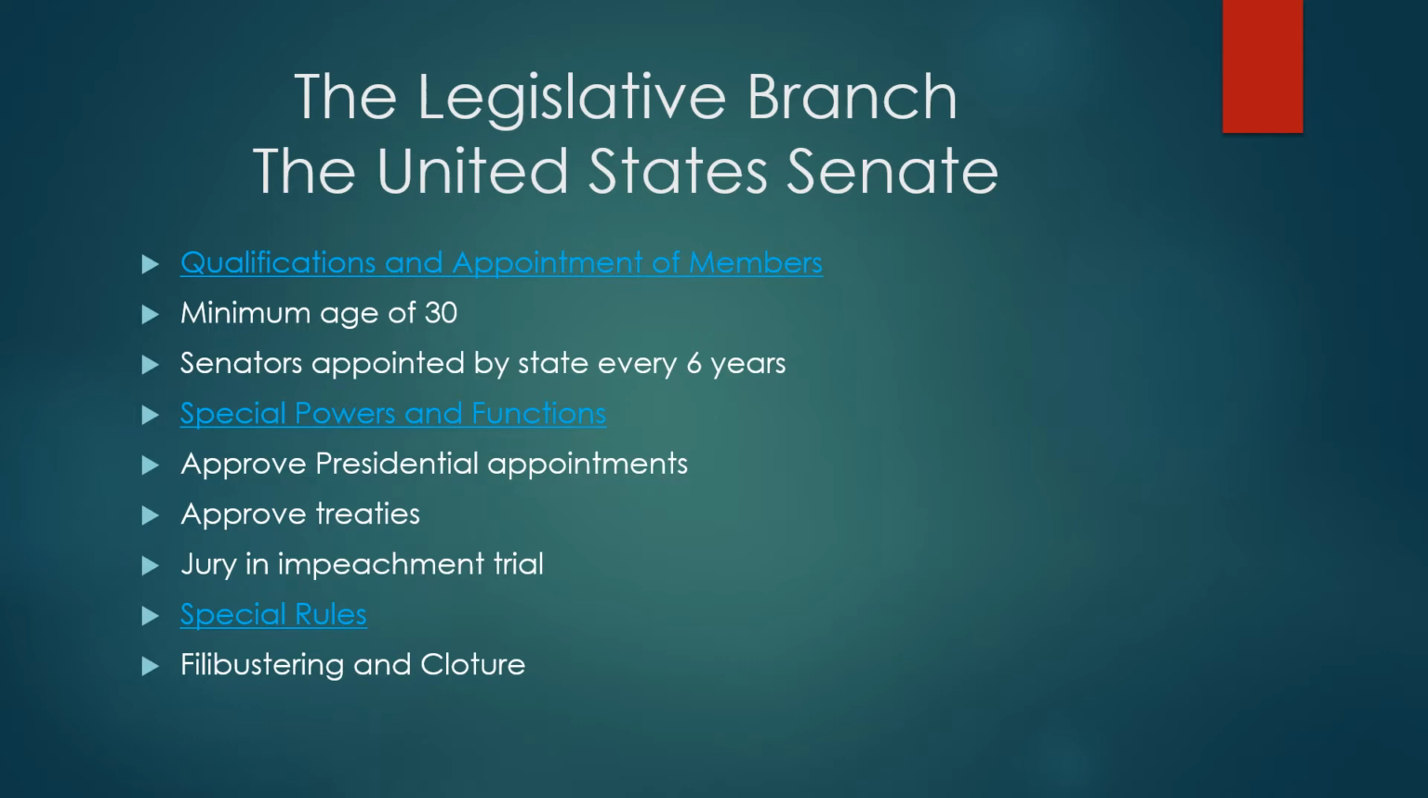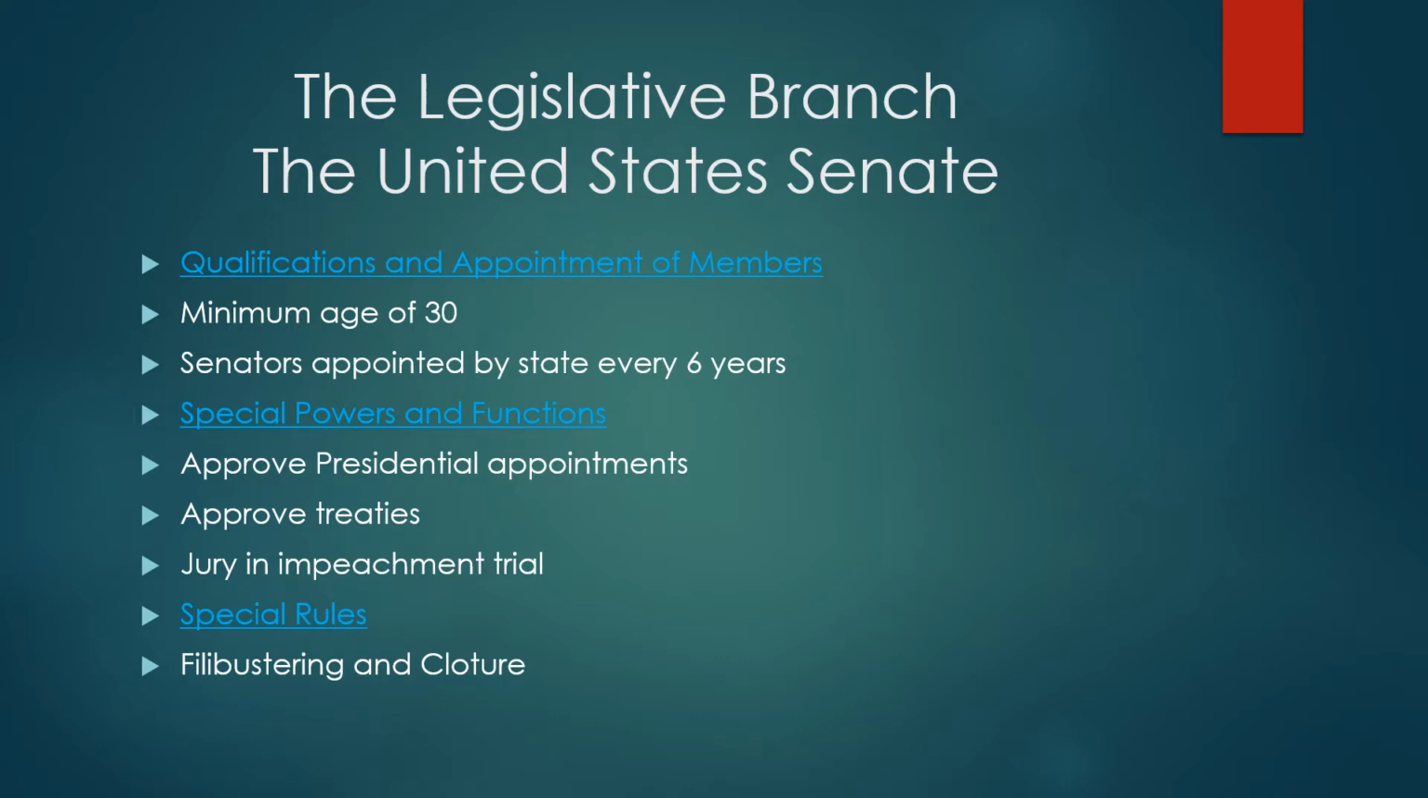So if there's something before the Senate, and let's say there's 100 senators and 55 senators think it's a great idea, one of those 45 that disagree can filibuster. He can get up, or a group of them can get up and just talk and talk and talk. And as long as they keep talking, no vote can be held. This is a way to get the other side, get the majority to give up.